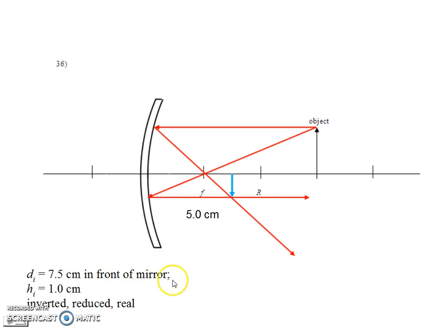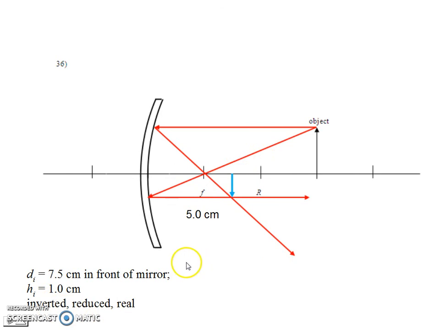Again, it's a good idea for you to describe the image. And here it should be inverted, reduced, and real. It's clearly been inverted. It's pointing up. It's pointing down. It's clearly been reduced. And it's a real image. Now, why is it real? Well, a bunch of different ways you could say it. One, we never had to trace any light rays backwards. That's good. A second one is it's inverted. Inverted and real always go together for a single optical device.